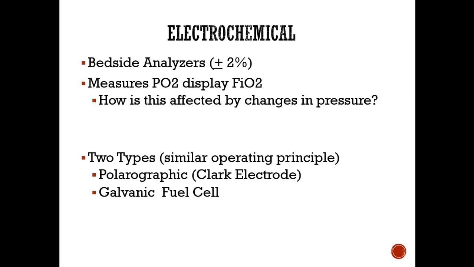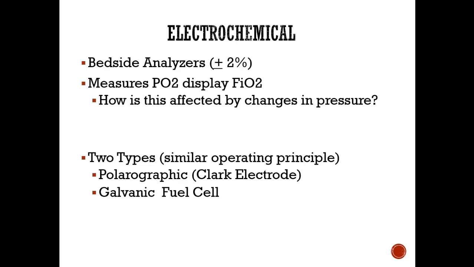For electrochemical oxygen analyzers, they usually should be accurate within 1 to 2%. The big takeaway, and the board likes to ask different questions associated with this, is that they actually measure the pressure of oxygen and then they display the FiO2. So if you're measuring the pressure of oxygen and then utilizing that to display the FiO2, barometric pressure is potentially going to alter the accuracy of your O2 analyzer.